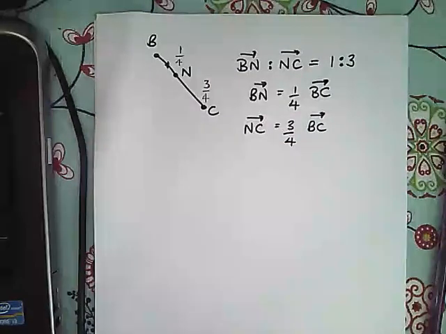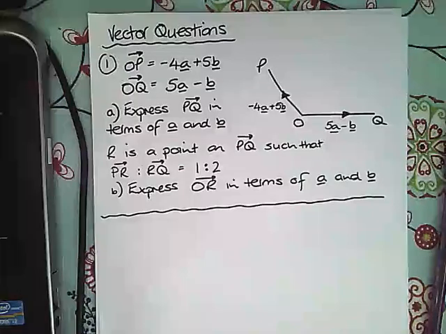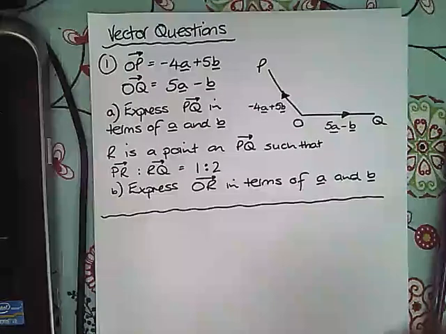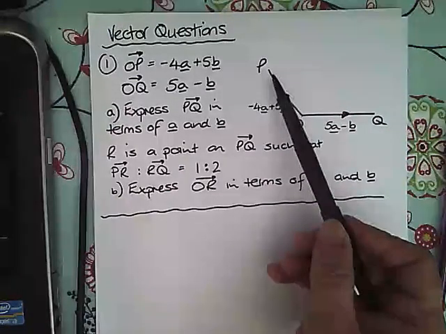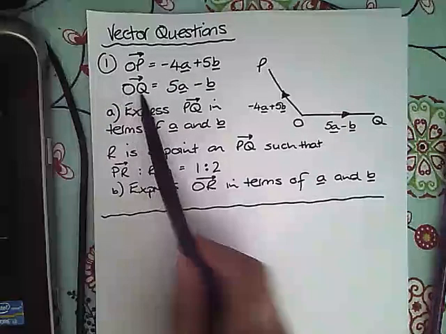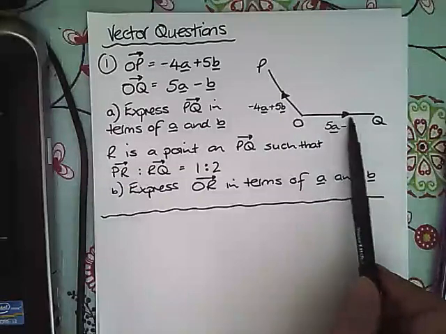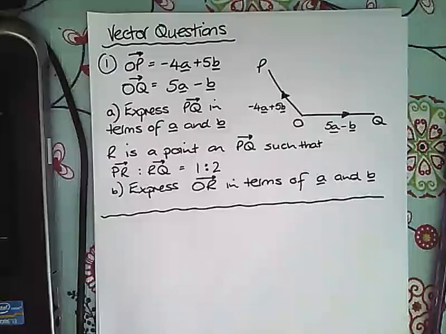Okay, so that's how we would use some information on ratios and vectors. Now I'm going to go through an exam question. We have a diagram here, and we have vectors OP, given in the question, equal to -4a plus 5b. And the vector OQ, which goes from O to Q, is 5a minus 1b.